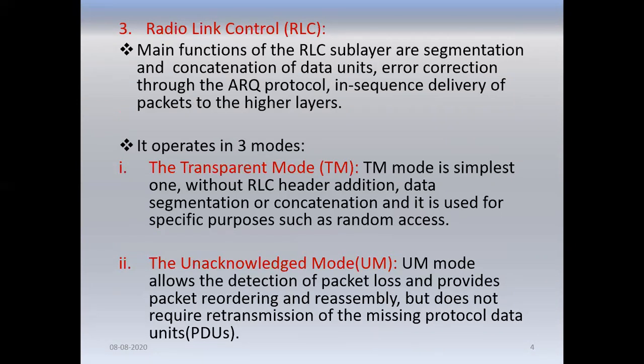The transparent mode, TM we call. TM mode is the simplest one without RLC header addition, data segmentation or concatenation, and it's used for specific purposes such as random access. So basically this transparent mode is used to give access to the network when the mobile is initially turned on. All the free resources available from the network side, maybe eNodeB, to the mobile phone are transmitted through transparent mode.